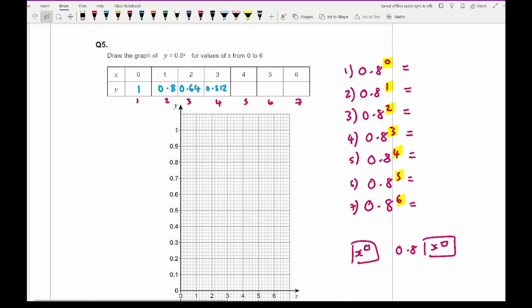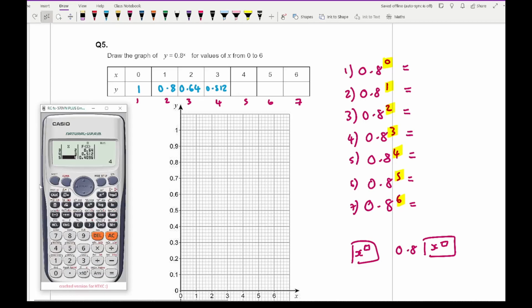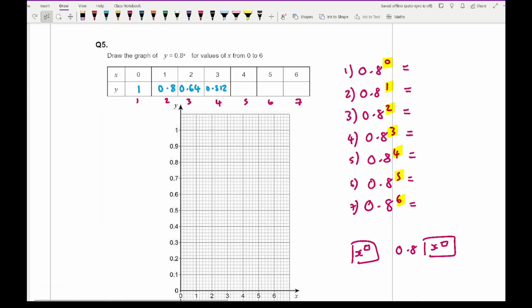0.512, then I'll just read off the rest. So then we've got 0.4096, and then my last two values are 0.3276 and 0.2621. So then all I've got to do is just plot these values as best that I can.